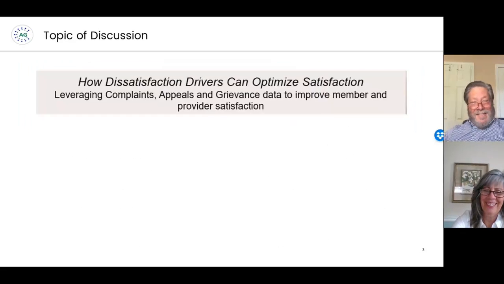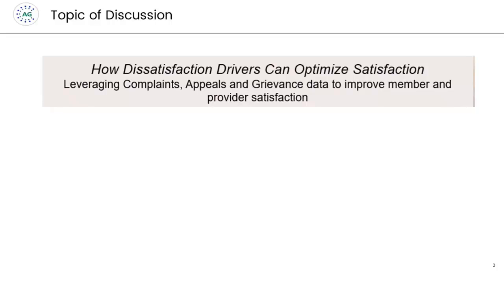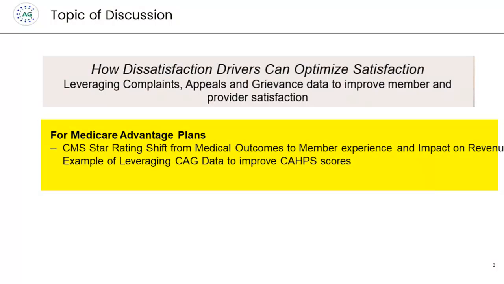Barry and I are going to talk about two topics today. The first topic is aimed at Medicare Advantage plans. We want to talk about the shift in the CMS Star rating from what was historically based on clinical measures, so a great deal of the rating was based on clinical measures, to member experience. We'll provide some background and then talk about how you can leverage complaints, appeals, and grievance data to improve CAHPS scores and member experience. So that's our first topic.